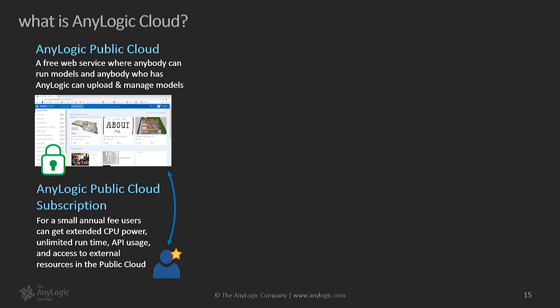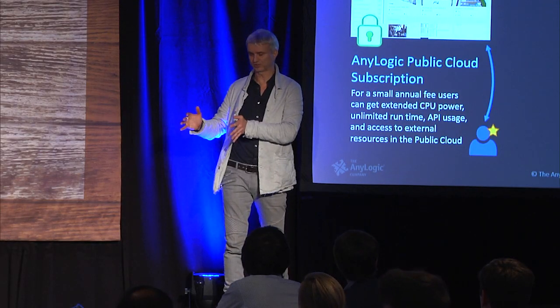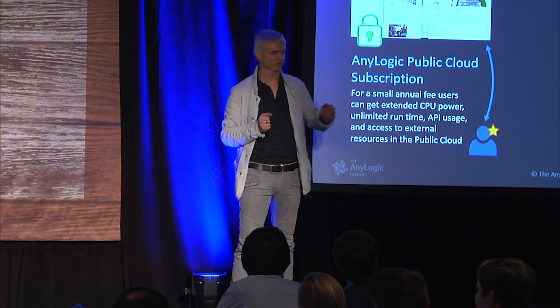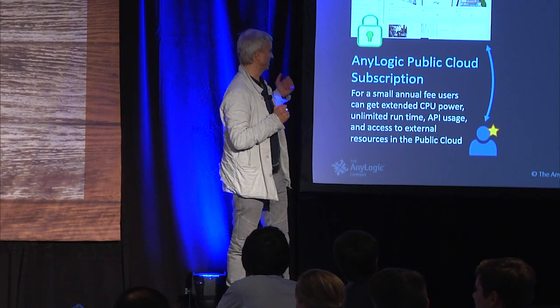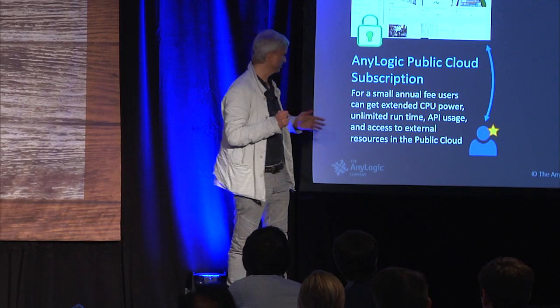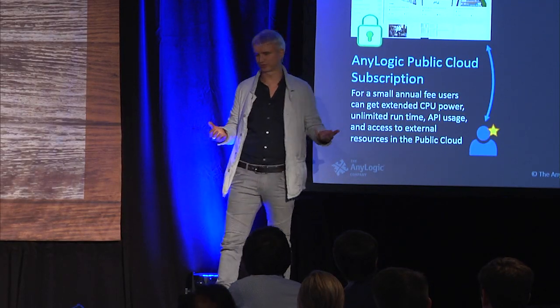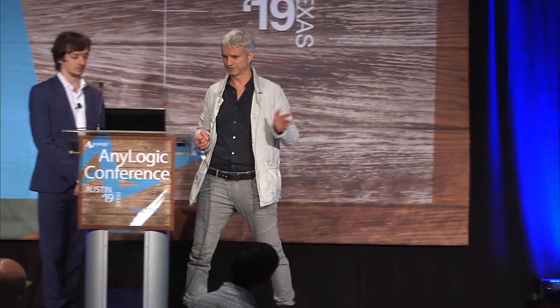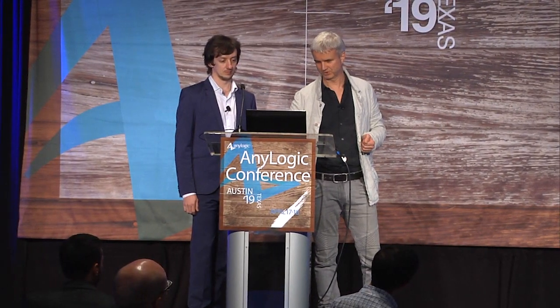Now there's a public cloud subscription, so it's a very cheap option, and for a really small annual fee, what you get is you get your models executed in a different set of servers, which does not intersect with the public servers, right? And you have unlimited runtime, you have API usage, and access to external resources from your models uploaded to the cloud. This is what you have if you buy a subscription.